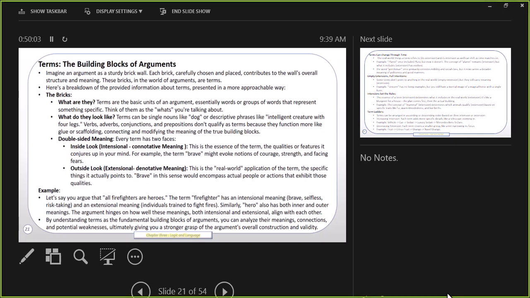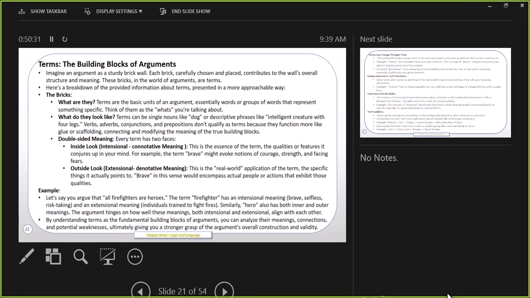Extensional meaning for firefighter is what? Concrete, living members of reality represented by the word firefighter. And what is the intentional, connotative meaning for firefighter? Selfless, brave, risk-taking, etc. Right? The connotative meaning is the internal qualities, attributes, and features represented by the term.